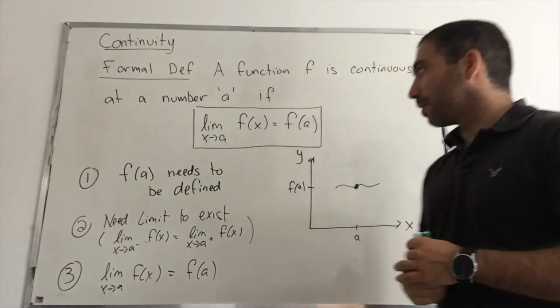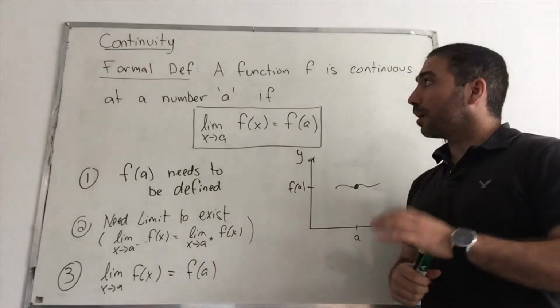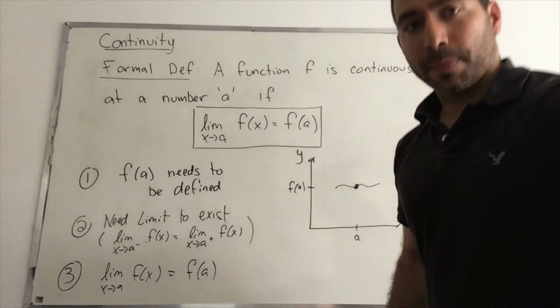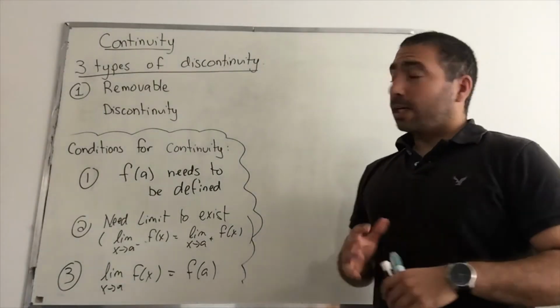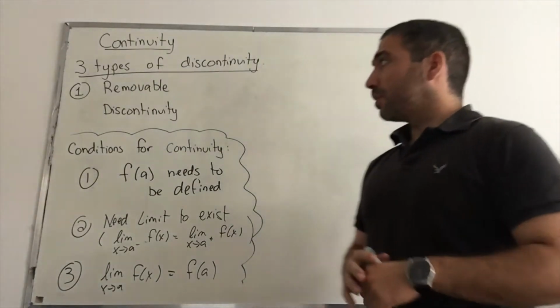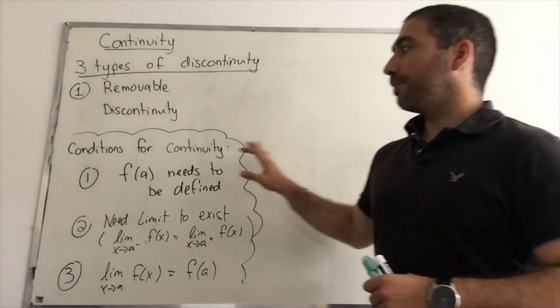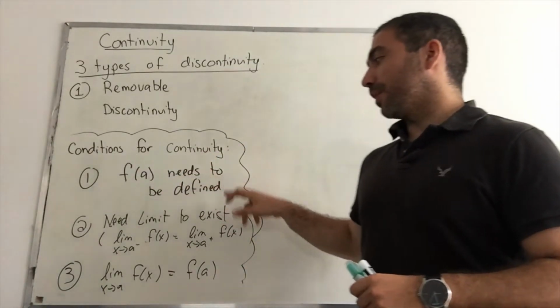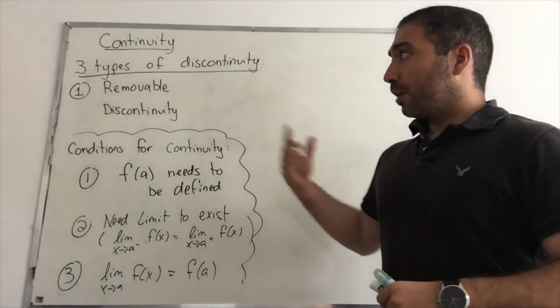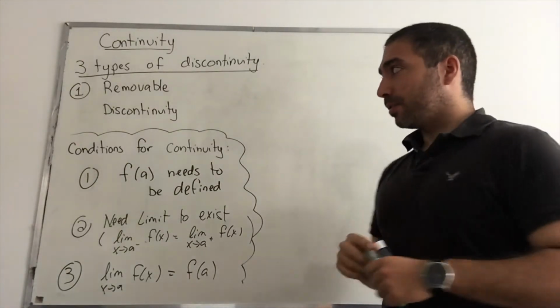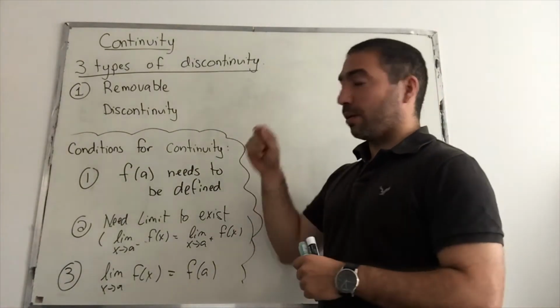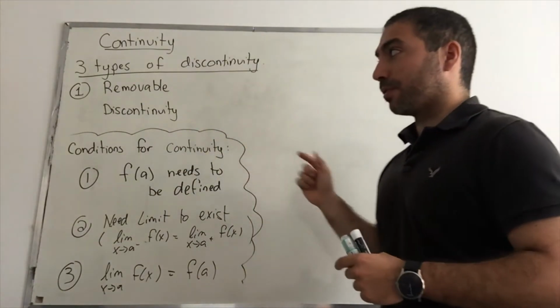Okay. Let's take a look at a couple more examples, and we'll look at functions which are not continuous. So here we're going to look at the 3 types of discontinuity. So on the board I left the conditions for continuity, so these are the 3 conditions that we just saw. The first type of discontinuity, so now the function is not continuous, meaning that we have to lift our pencil in order to trace out the function.